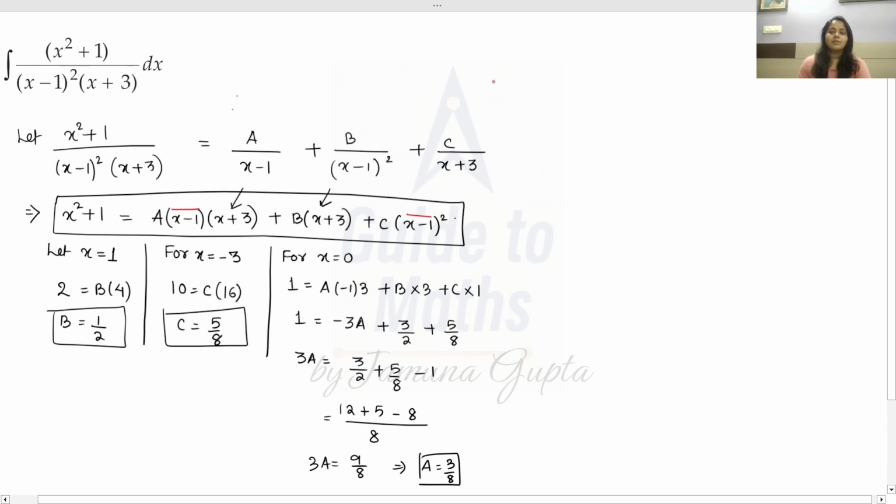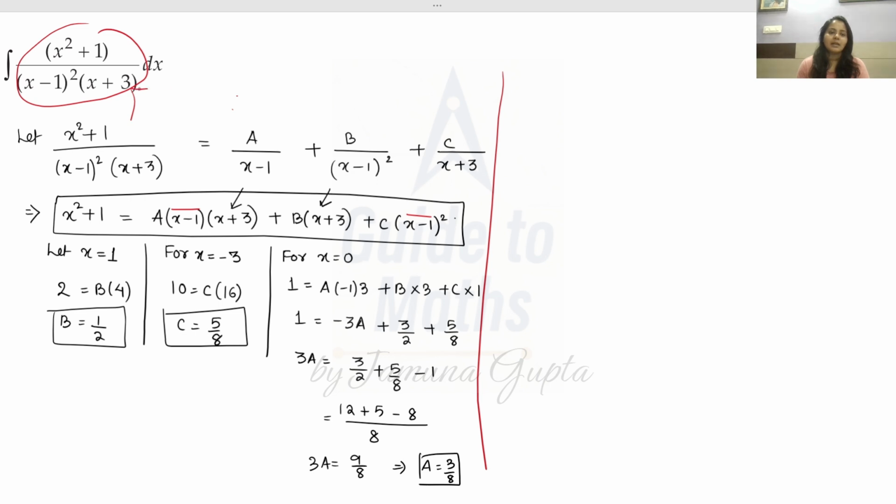Alright. Now with these values of a, b and c, we will substitute in place of this one, which can be written as this. So the integration will now become a is 3 by 8 by x minus 1, plus b is 1 by 2 by x minus 1 whole square, plus c is 5 by 8 by x plus 3, and whole dx.